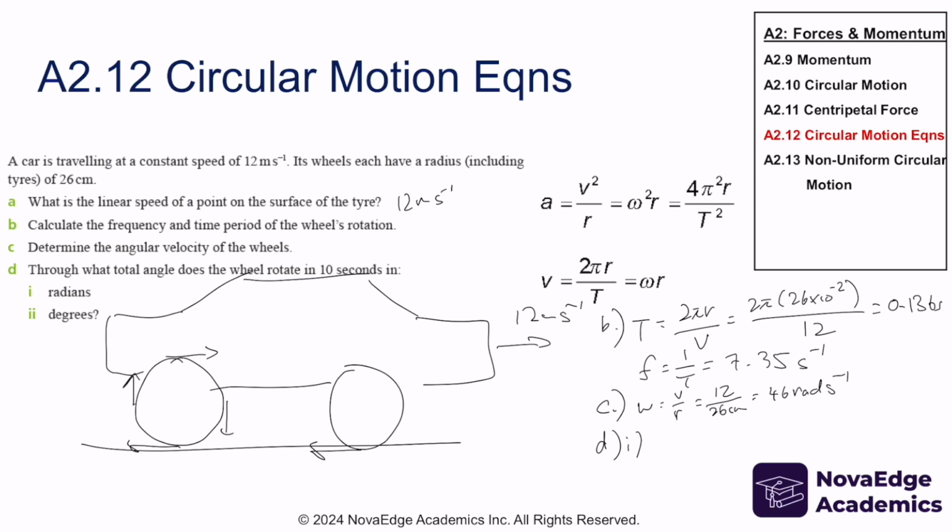Through what total angle does a wheel rotate in 10 seconds in radians? Well, I know in 1 second it covers 46 radians, so in 10 seconds it covers 460 radians. In degrees, let me just convert radians to degrees. I know that pi is equal to 180 degrees, so 460 radians is equal to 460 times 180 divided by pi. That is 26,369 degrees. That is the final answer.